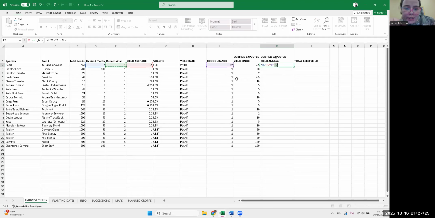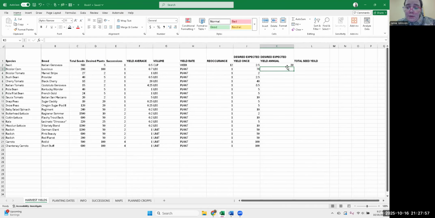And then reoccurrences, if it happens. So the only one that has a reoccurrence is the basil, because you harvest it once a week. With one succession. And then you have the successions, which will come in handy down here when it comes to the cut lettuce and the carrots and things. So we're going to add that and then copy the formula all the way down.